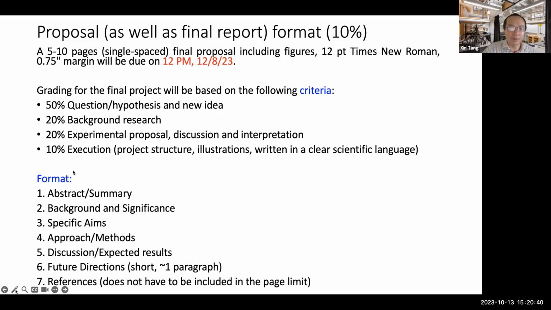Now in the proposal, you can include 7 components. First is abstract or summary, project summary, okay, about 300 words. And then background and significance. The third one is specific aims. Usually you can propose 2 aims, 2 to 3 aims.